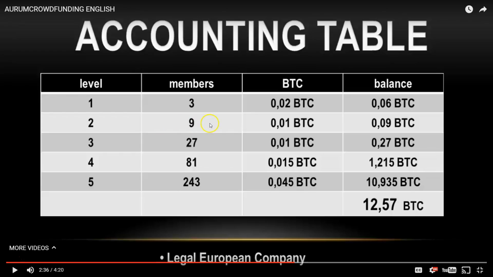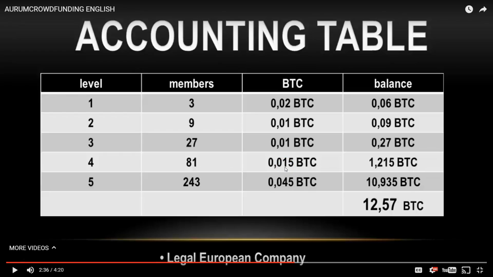So level 2, 9 people, pays out 0.01 Bitcoin. So a total of 0.09 Bitcoin is possible in level 2. Level 3, 27 people, 0.01 Bitcoin again, 0.27 Bitcoin on that. So now you're getting into some decent money. You're back in profit, or well into profit now, with this small 39-person team through 3 levels.